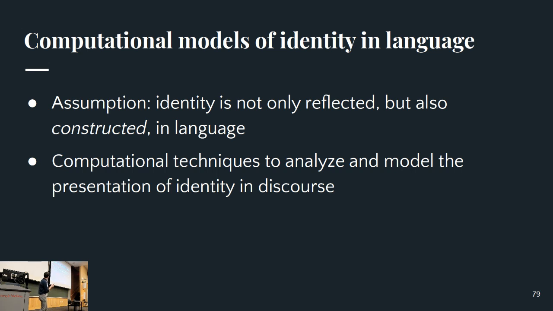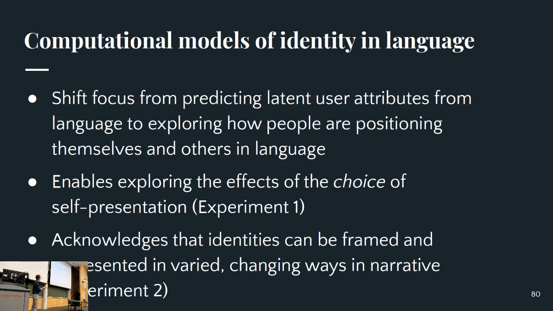So we tried to shift focus from predicting latent user attributes in language to exploring how people are actively positioning themselves and others in language. And this enables things like exploring the effects of the choice of self presentation in the first experiment on Tumblr. And then it also acknowledges that identities can be framed and represented in very changing ways in narratives. So that's the fan fiction work so far.